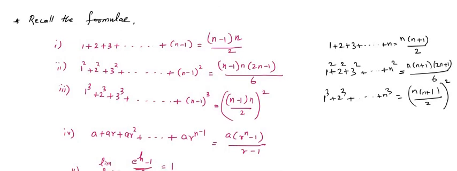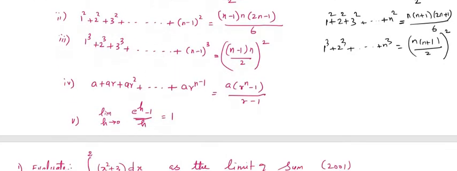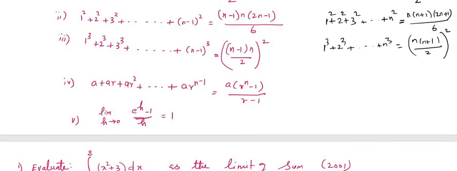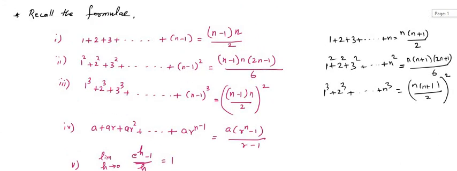Next, the fourth formula. What is the fourth formula? The fourth formula is the sum of a geometric progression. You might have learned the geometric progression formula in 11th standard. That is a plus ar plus ar square till ar to the n minus 1. The formula is a into r power n minus 1 by r minus 1, where r is the common ratio and a is the first term.